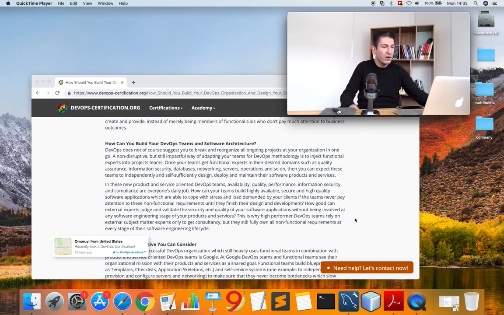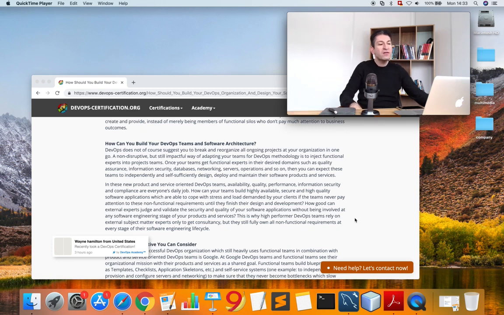Once your teams get functional experts, here the idea is instead of asking a certain silo, let's say a database team, to support them with database expertise, or a security team to support them with security expertise, or the operation management team to support them with operations, etc., you already inject these experts in the project teams in the beginning. This is the easiest way to first mimic the product team. Instead of getting help from these service teams, embed some experts in your already ongoing project teams.